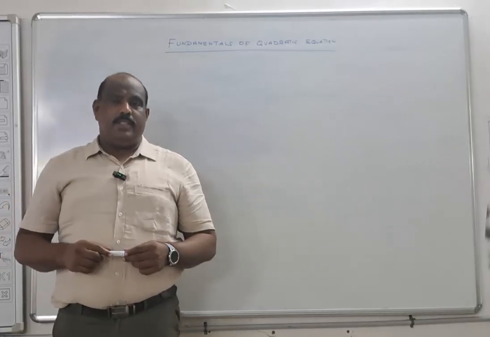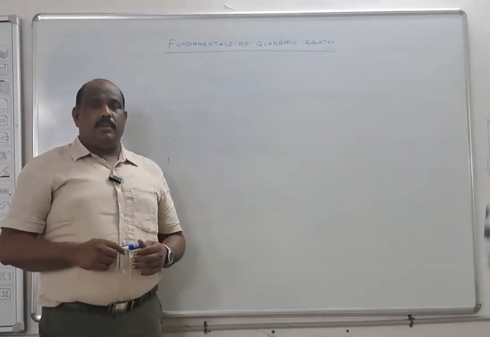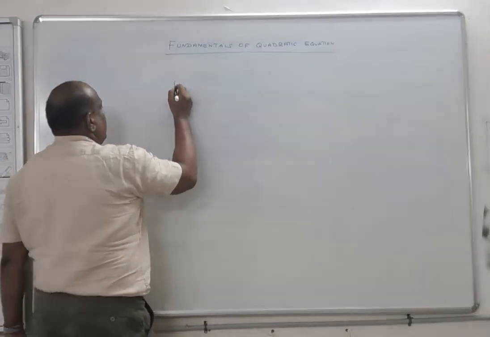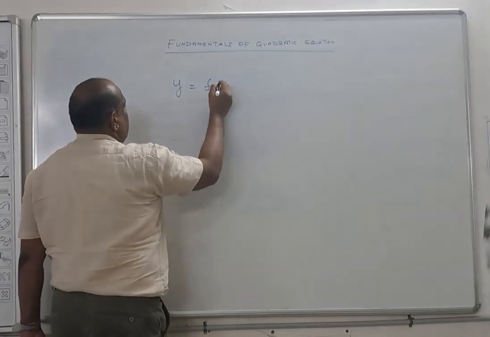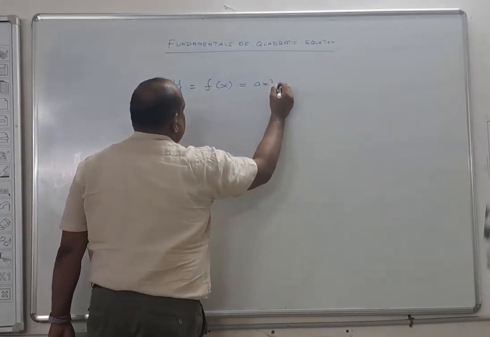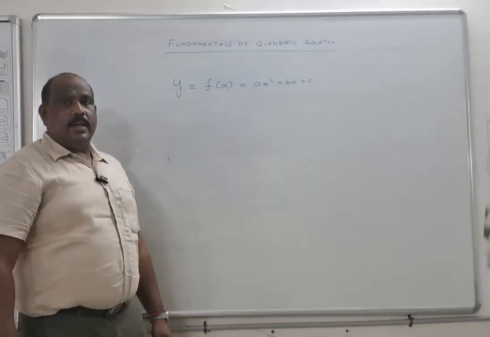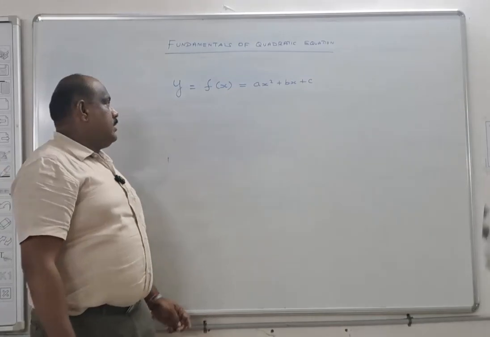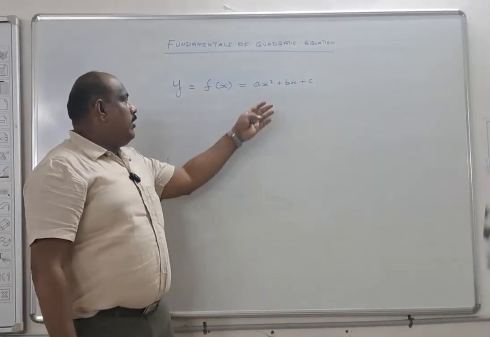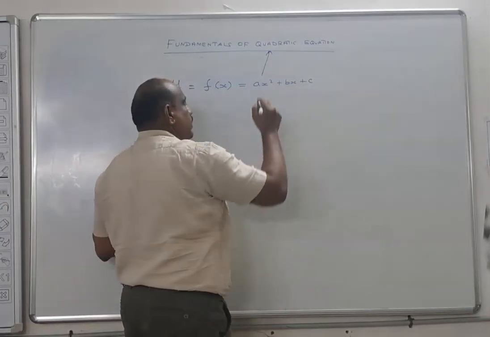Dear students and viewers, today let us discuss some fundamentals of the quadratic equation. Let me take a function y equal to f of x, where f of x is given by ax squared plus bx plus c. This is called a quadratic equation because it has the power of 2. Whenever we have the power of 2, it is called a quadratic equation.